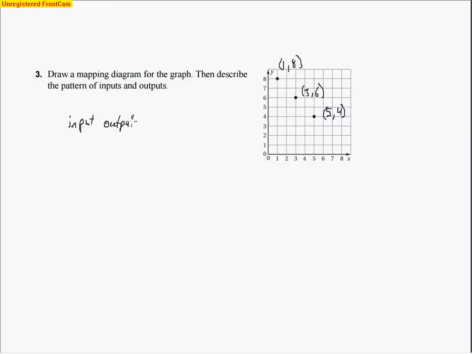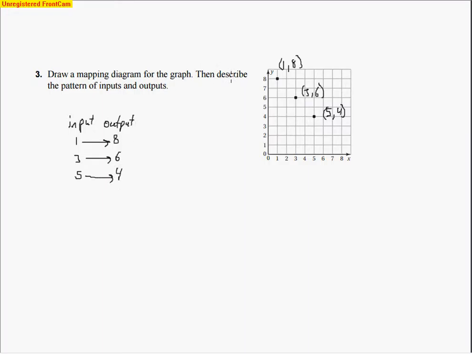I'll start by listing my inputs. My inputs were 1, 3, and 5. My outputs were 8, 6, and 4. I'm just listing what they were. Here are the inputs, 1, 3, 5, and 8, 6, 4. If I want to do a mapping diagram, the input of 1 has an output of 8. The input of 3 has an output of 6. The input of 5 has an output of 4.